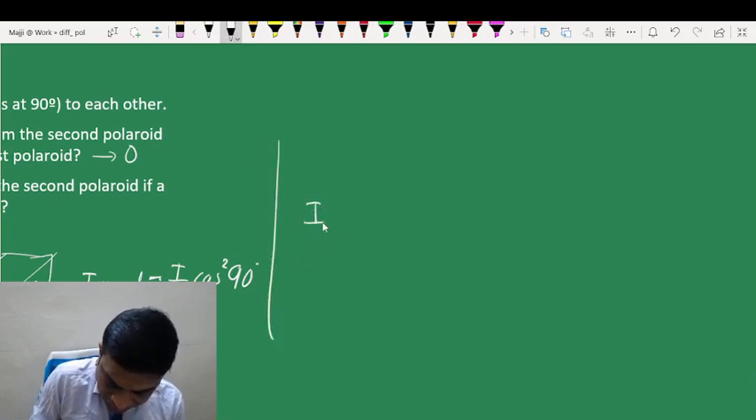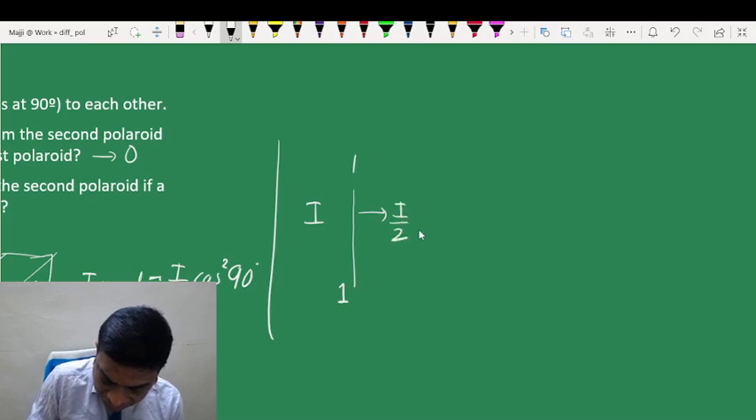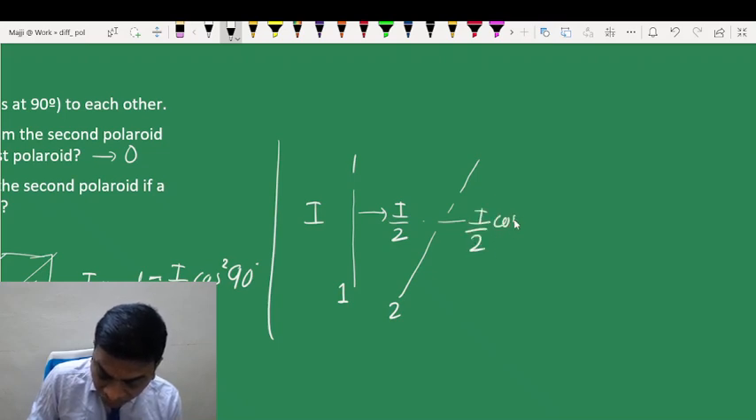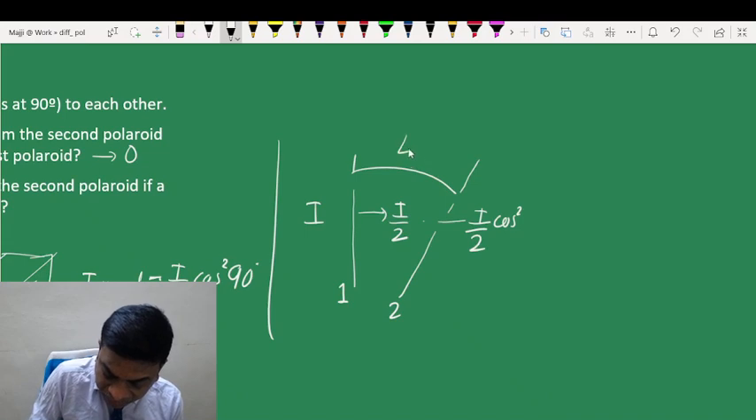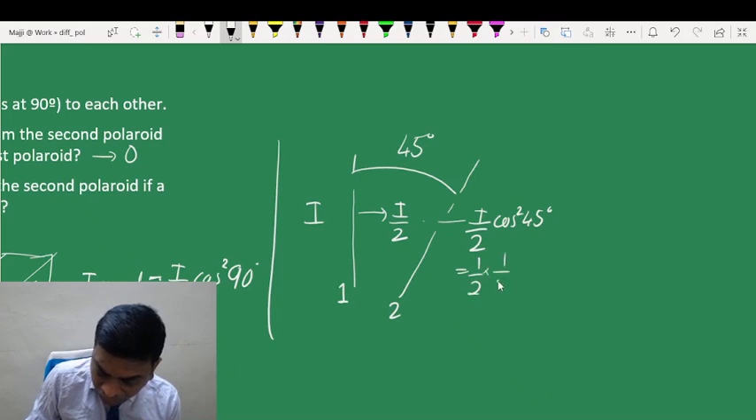So this side you have I intensity. This is the pass axis. When it emerges from the first Polaroid, it becomes I by 2. Then you have the second Polaroid. When it emerges from here, according to law of Malus, you have I by 2 into cos square of 45 degrees. So I by 2 into 1 by 2, that is I by 4.